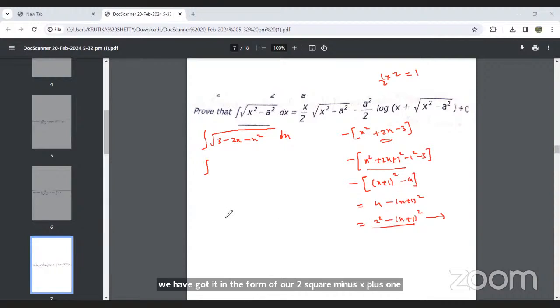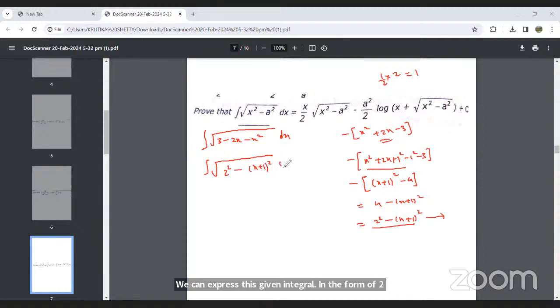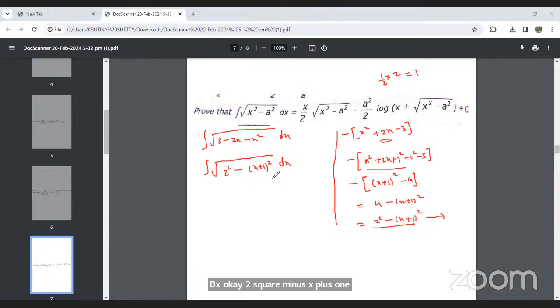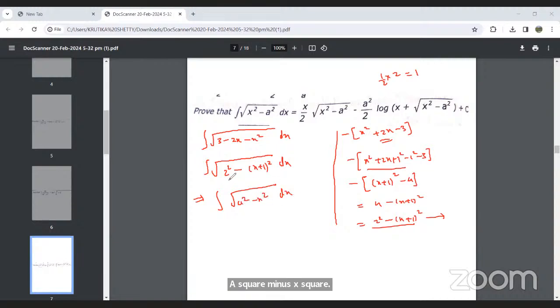So here we can express this given integral in the form of integration of 2 square minus x plus 1 whole square dx. Directly you can do this in the rough work. So this is of the type a square minus x square dx, because the constant is occurring first and then we have the variable. But here we have proved the property for x square minus a square.